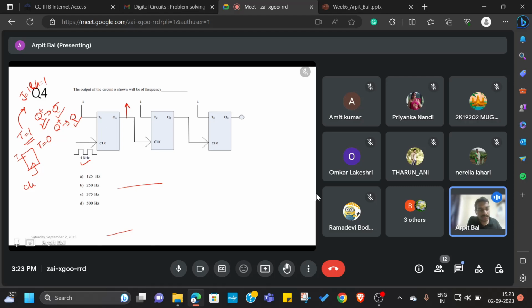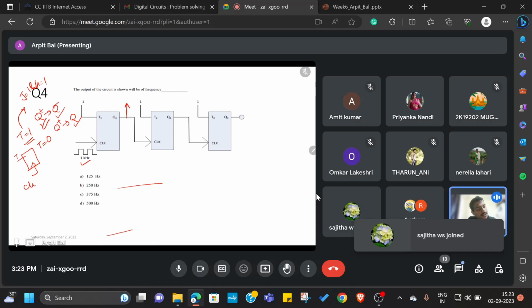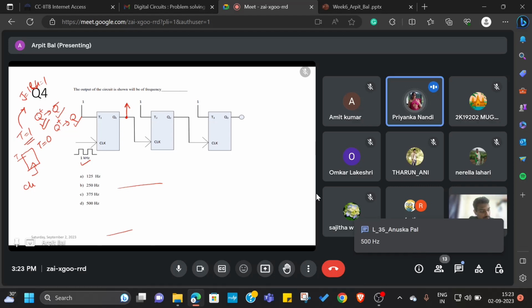Can anyone answer? What is going to be the output at this particular node? At the output of the first flip-flop, what is going to be the frequency? Half of 1 kilohertz, that is correct. 500, yeah, that is 500 hertz.